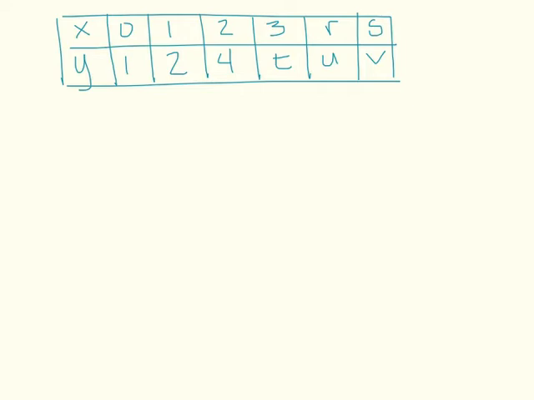So let's start looking for patterns. In our x row, we have from 0 to 1. We can get there by adding 1. From 1 to 2, we do the same thing, add 1. 2 plus 1 is 3. So we found our pattern in our x values. We're just adding 1 every time. So 3 plus 1 is 4, so our r value would be 4. 4 plus 1 is 5, so the s value is 5.